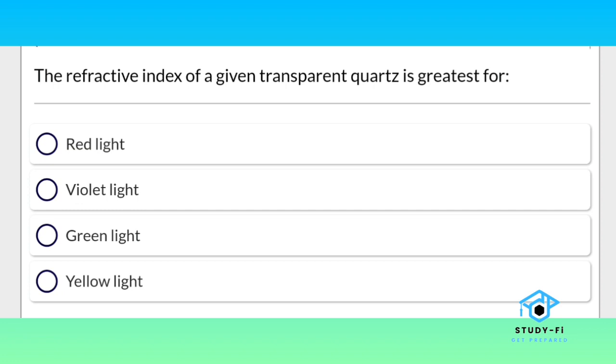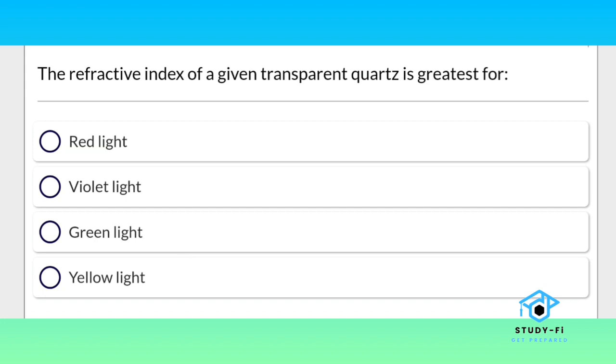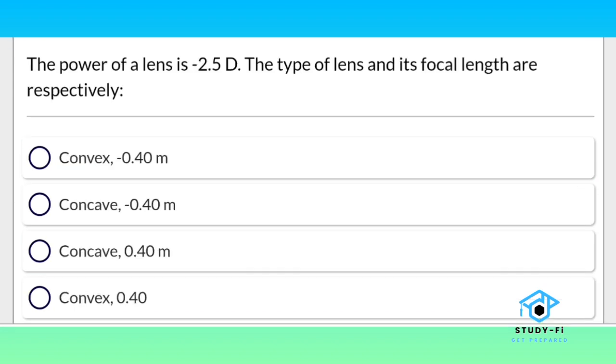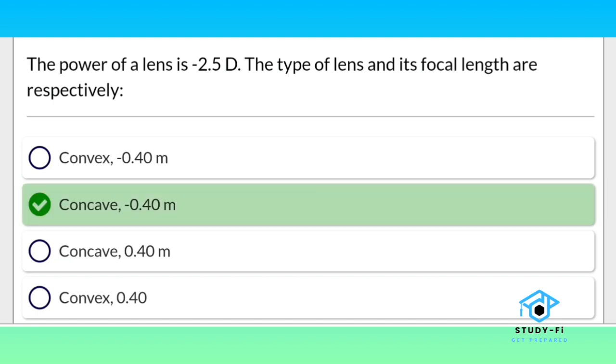The refractive index of a given transparent quartz is greatest for violet light. The power of a lens is minus 2.5 diopter. The type of lens and its focal length are respectively concave and minus 0.40 meter.